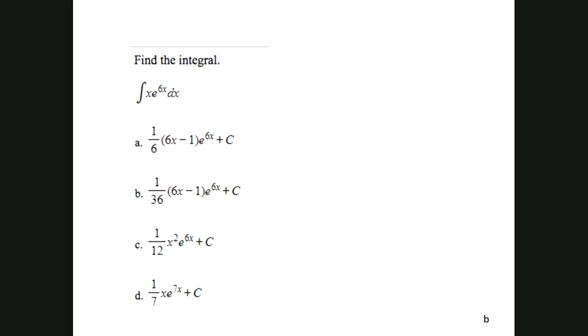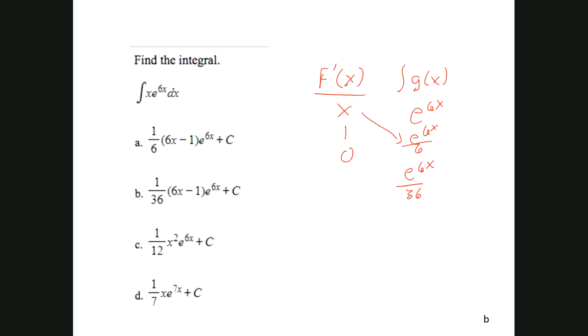All right, I'm going to start working this out. You better finish before I do. All right, so f prime of x, I'm going to let that be x. Derivative of that is 1, derivative of that is 0. E to the 6x, the integral of that is e to the 6x over 6. Integral of this is e to the 6x over 36. So this is plus, this is minus. So I've got x e to the 6x over 6 minus e to the 6x over 36.